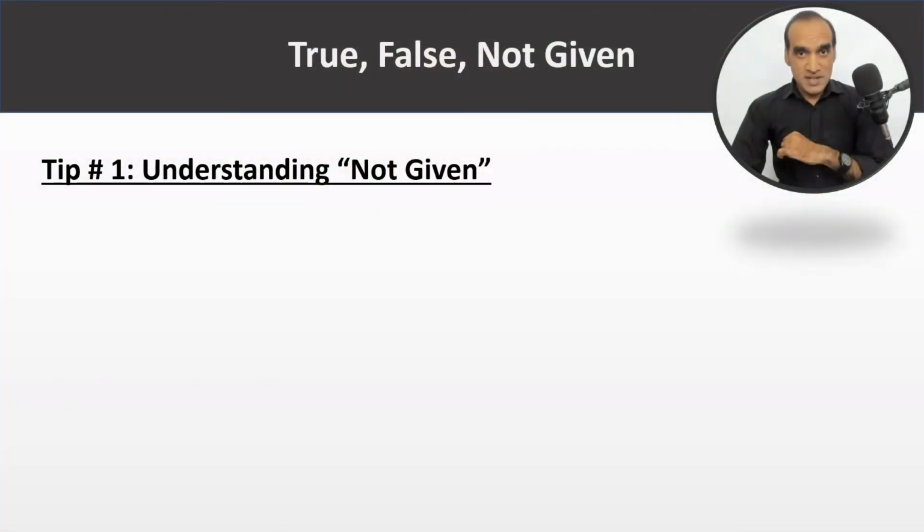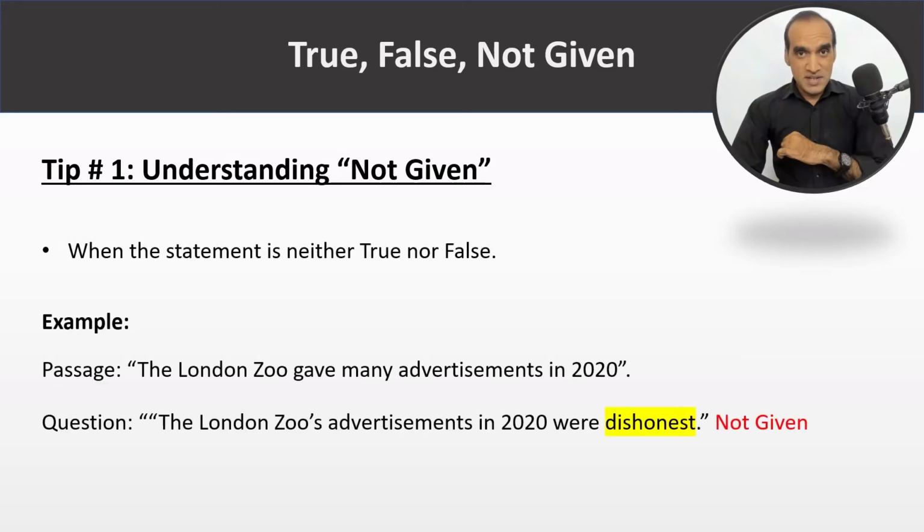Okay, now we'll look at not given with the help of this example. This time the passage says, the London Zoo gave many advertisements in 2020. And we have this question at the end of the passage. The London Zoo's advertisements in 2020 were dishonest. So according to this passage, is the information in the question true, false, or not given? It is not given because we can't say for sure about the nature of the advertisements.